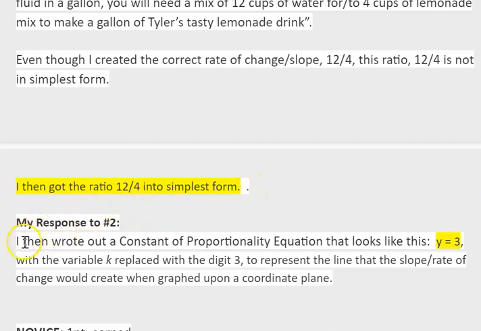Then the response to number 2. I then wrote out a constant of proportionality equation that looks like this. They got hammered again because they wrote y equals 3. What do we say they're missing from the earlier one? They're missing the x value. So once again, they need to have y equals 3x. They don't have that. So you can see there are 2 crucial mistakes they make, and that's why they earn an apprentice. Okay, so I hope that gives you clarity.